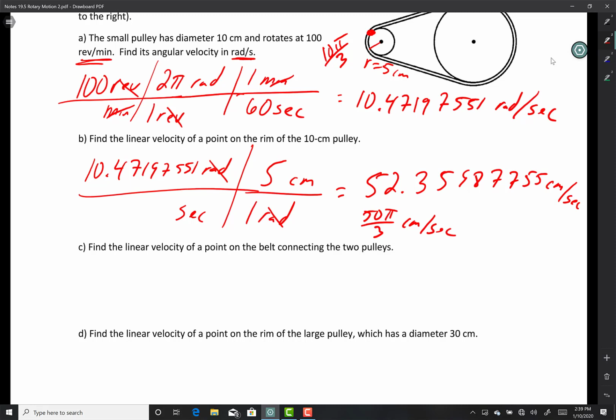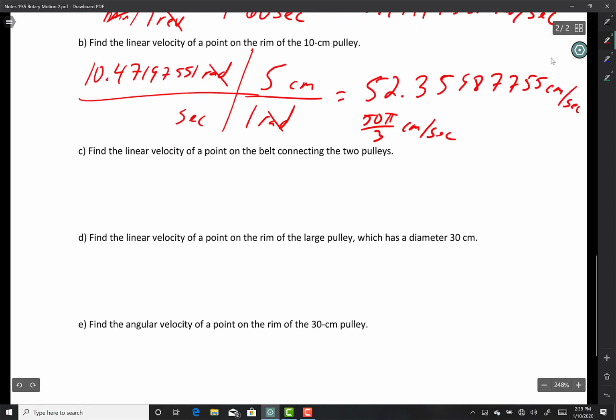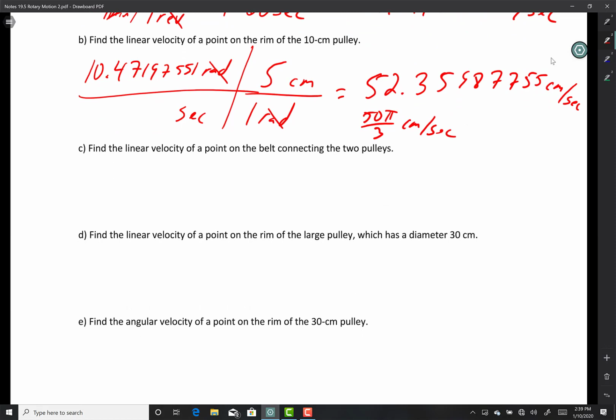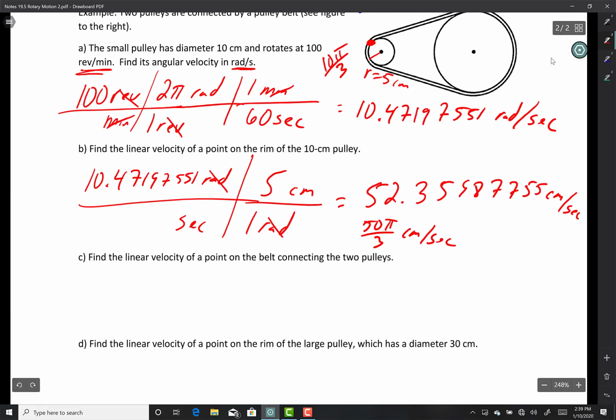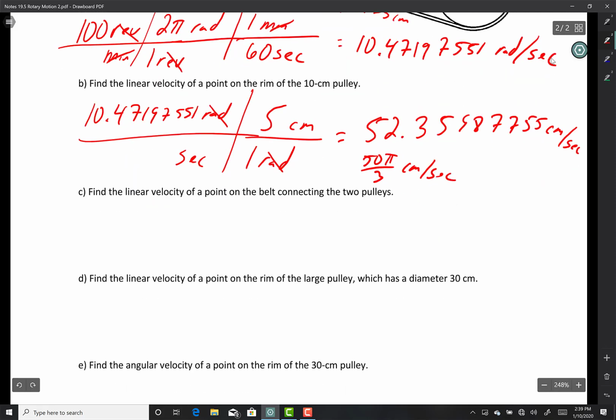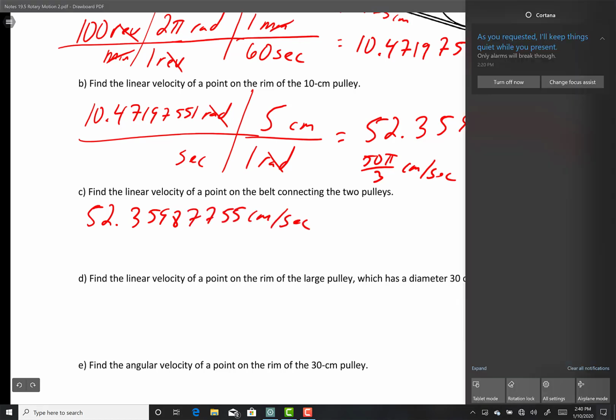How do we feel so far? Cool? All right, letter C. Find the linear velocity of a point on the belt connecting the 2 pulleys. Well, if the point on the rim is 52.35, is that also the speed of the belt? Yes, it has to be the same, guys. 52.35987755 centimeters per second. It has to be the same.